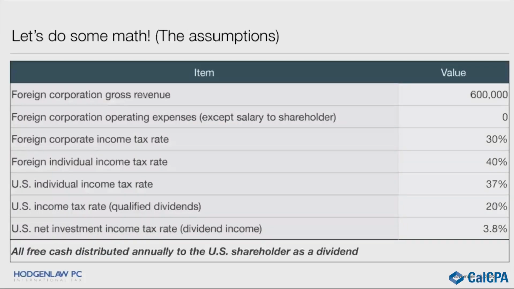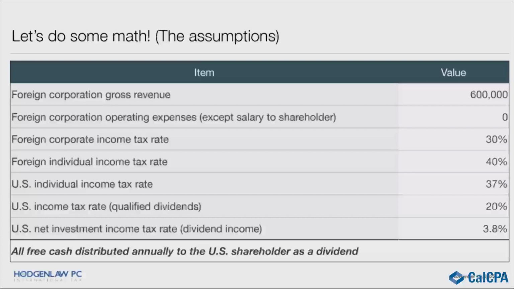And here are my assumptions. I've got a bunch of little models, and we're going to see just what the numbers look like. Just assume $600,000 of gross revenue, 0 deductible operating expenses, except salary to the shareholder. And I will give you an example at the very end: what happens if we suck all the net profits out by paying out salary plus bonus to the shareholder?